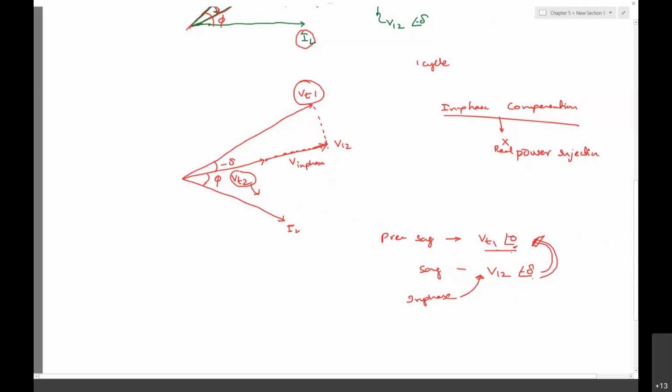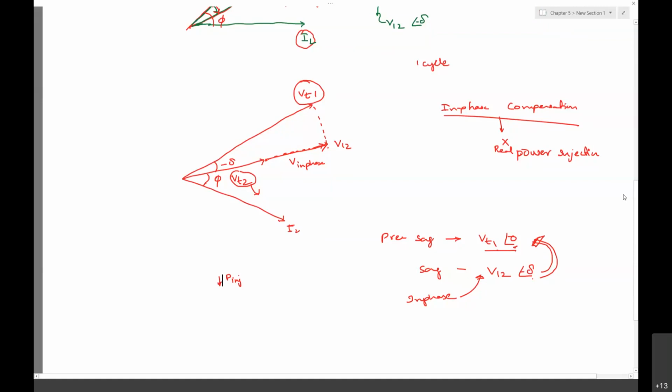Also, the in-phase compensation does not yield any kind of real power minimization. The injected voltage is not going to be involved in minimizing the real power injection either. Yeah, this is about the in-phase compensation.